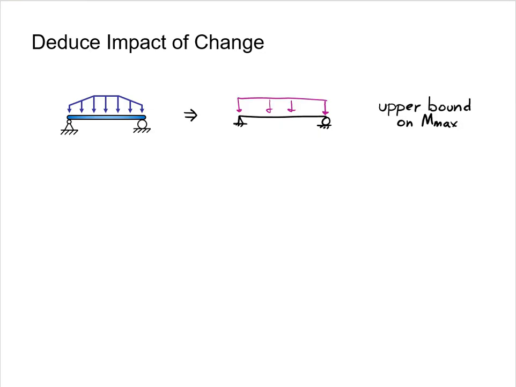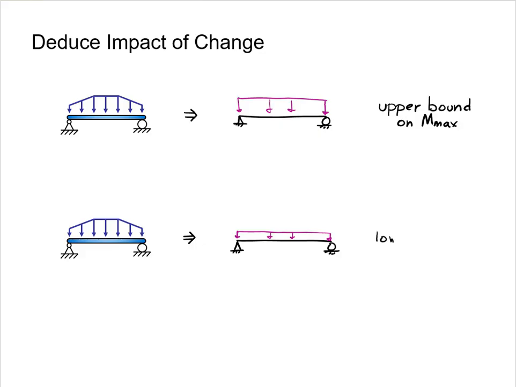Similarly, if the quantity will decrease because of our change, the result is a lower bound for the quantity for the original situation. Let's consider this same example. If our simplification is to reduce the distributed load to be uniform at the magnitude at the ends, we are decreasing the load everywhere except the ends. So the peak moment will decrease. That means we have determined a lower bound on the peak moment for the original loading.